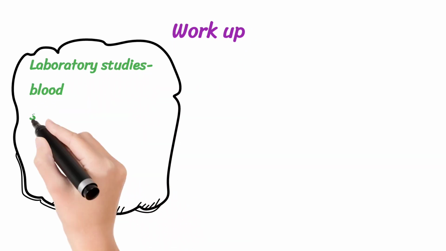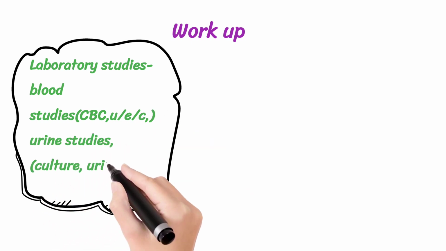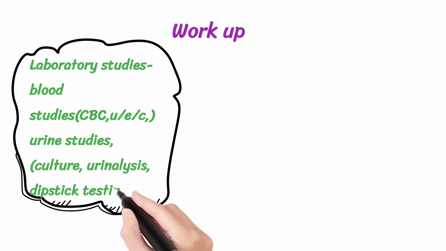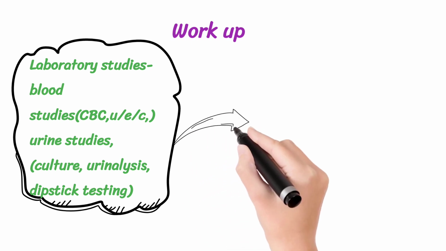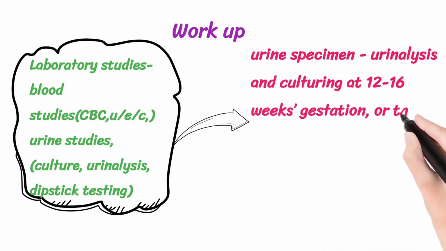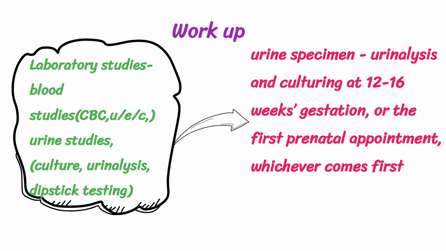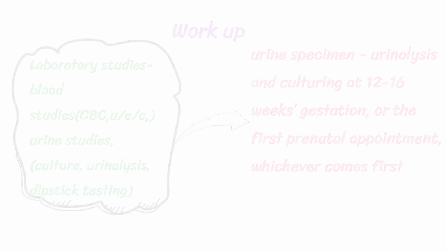So the workup that you're going to do, you obviously start with the lab. The common lab that you do is CBC. Then you do urea, electrolytes, creatinine, urine studies. On the urine studies, you do culture, urinalysis, and dipstick. So urine is the specimen that you use, and urinalysis and culture is done at 12 weeks of gestation or the first prenatal appointment, whichever comes first.